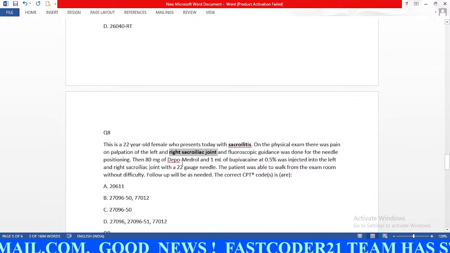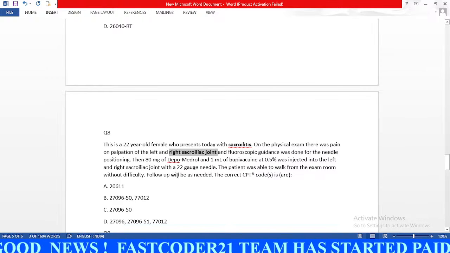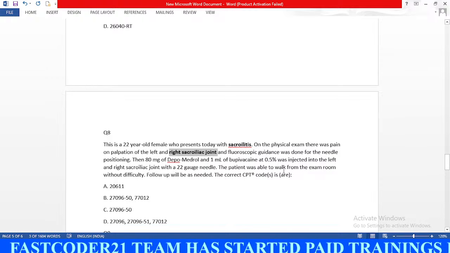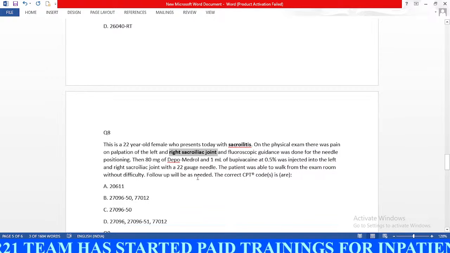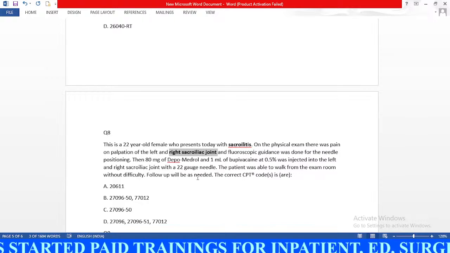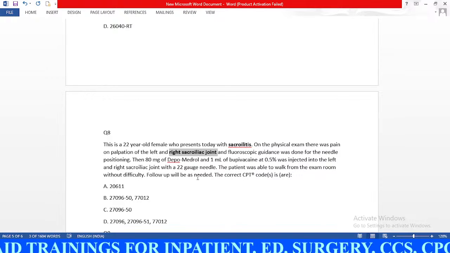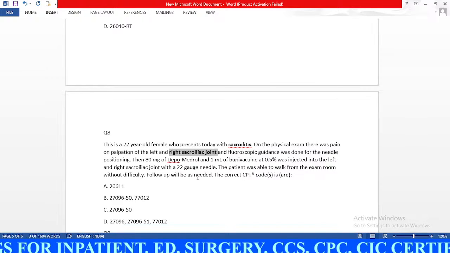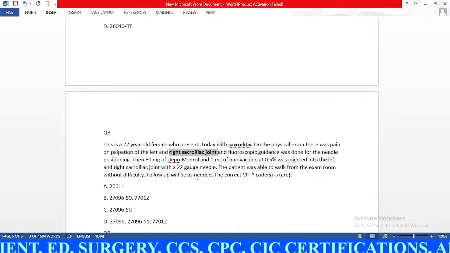Then 80 milligrams of Depo-Medrol and 1 ml of bupivacaine at 0.5% was injected into the left and right sacroiliac joint with a 22 gauge needle. The patient was able to walk from the exam room. Basically here the patient has inflammation of the sacroiliac joint and is having severe pain. So in order to reduce the pain, the physician is performing an injection of steroids, here Depo-Medrol and bupivacaine. So we need to find the answer for this.